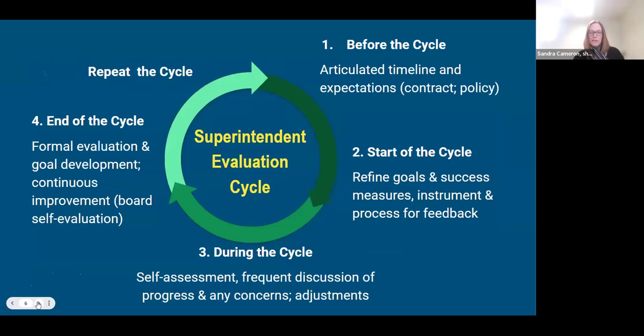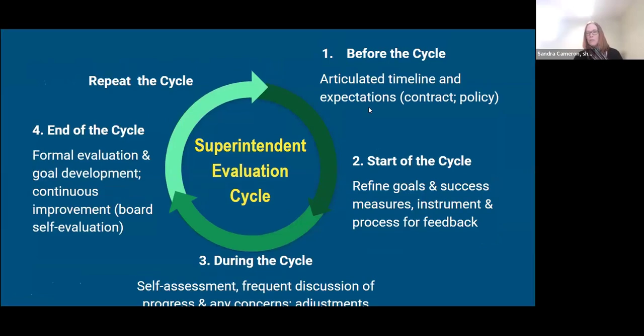The cycle starts with clearly stating the purpose and the expectations for the evaluation. The superintendent's contract should include some key information about what he or she should expect with regard to the timeline and the method for the evaluation. The next step then is to refine mutually agreed upon goals for the superintendent. And our recommendation is that at least one goal focuses on student outcomes. The goals should be written as SMART or SMARTY, which we're going to talk about in a little bit, what a SMARTY goal is. And there should be stated measurements for success. For example, how will you know if progress has been made on each of these goals?